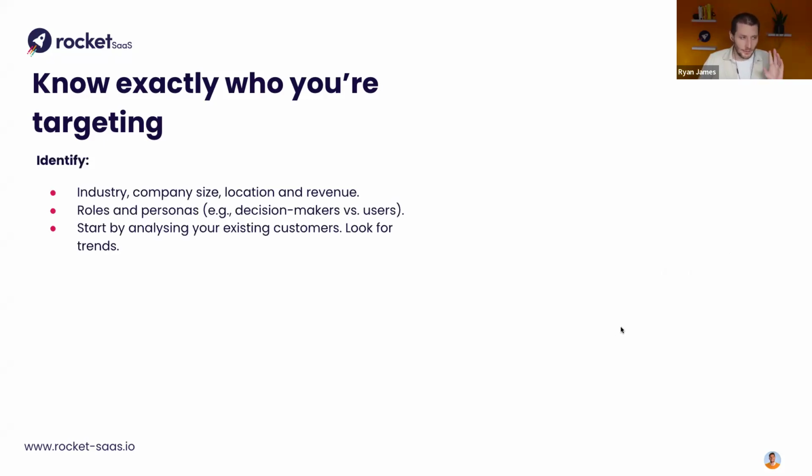You need to know exactly who you're targeting. So the classic things that we always start with: industries, the company size, as in headcount, the location of the companies, and then the revenue of the company. Those are usually the big 4 things that you want to start with. You can obviously get a lot more granular, but you've at least got to get those things nailed down.